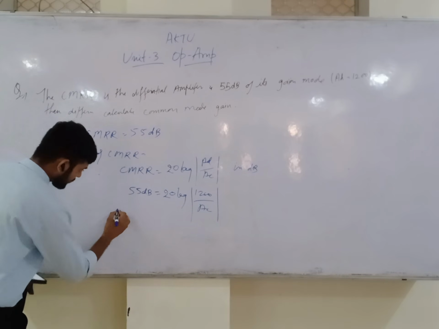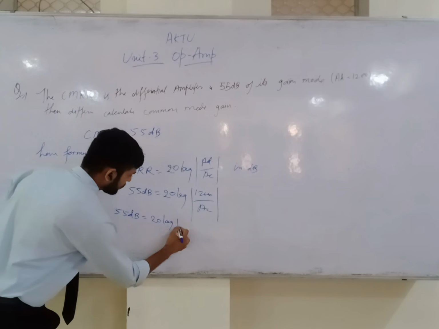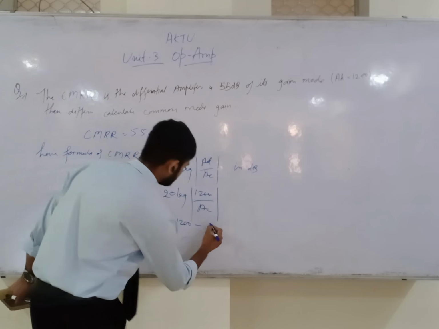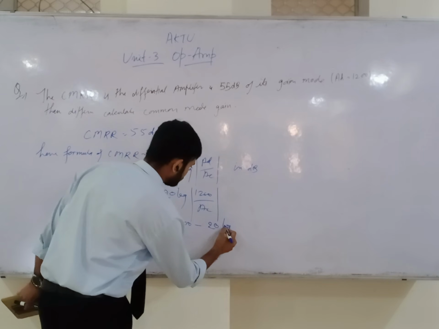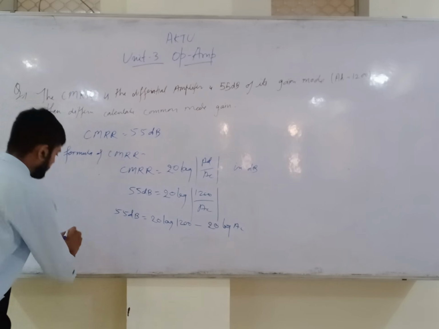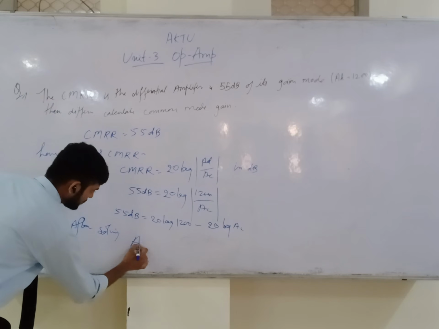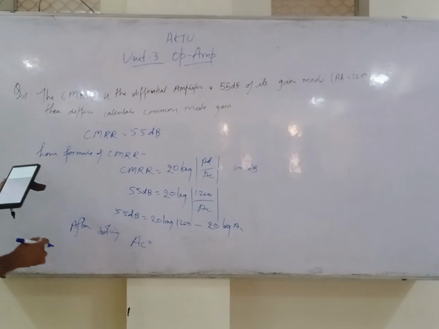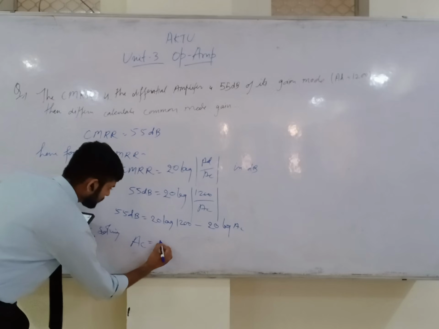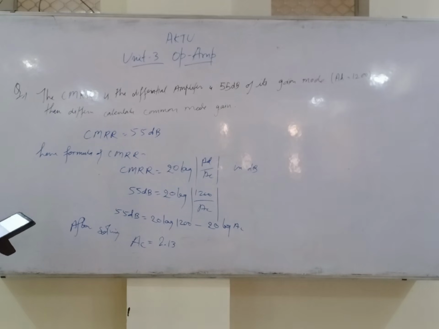So 55 decibel is equal to 20 log 1200 minus 20 log AC. After solving, AC is equal to 2.13 using calculator.